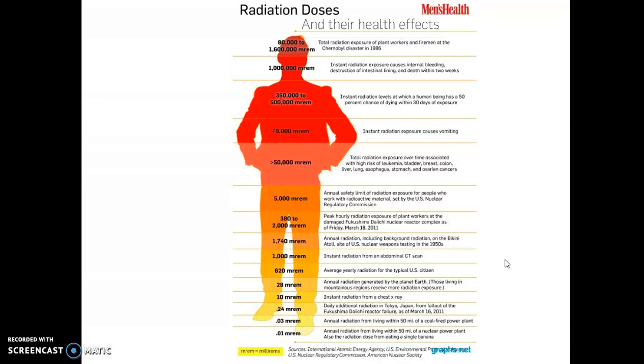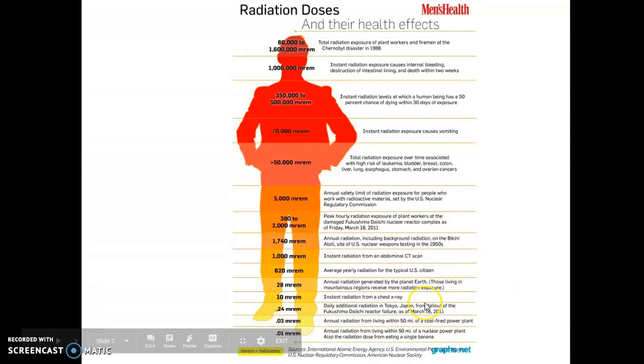Here's a little chart showing you radiation doses and their health effects. If you look at the very bottom, the annual radiation from living within 50 miles of a nuclear power plant is also the radiation dose from eating a single banana. So all of us who live within 50 miles of a nuclear power plant are getting a little bit of radiation, 0.01 millirems every year. If you live near a coal-fired power plant, you actually get more radiation exposure, which is kind of interesting. Then there's the daily additional radiation in Tokyo, Japan from the fallout of the Fukushima disaster, that reactor failure that happened in 2011.